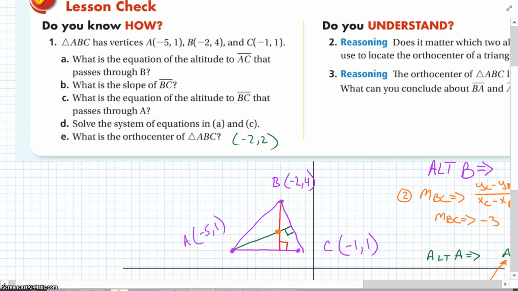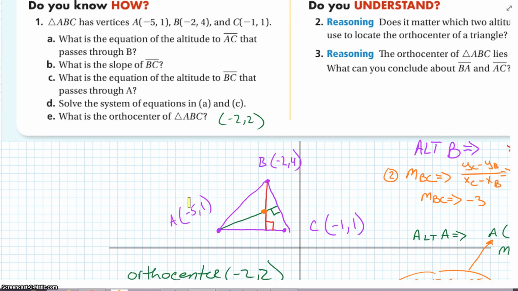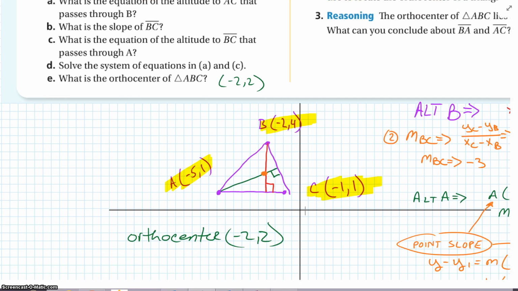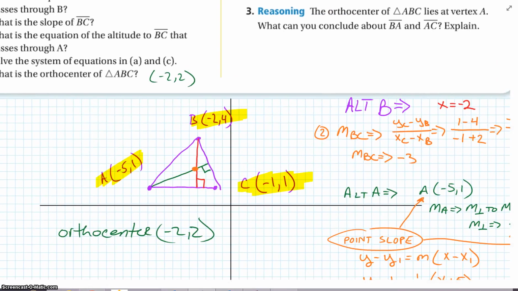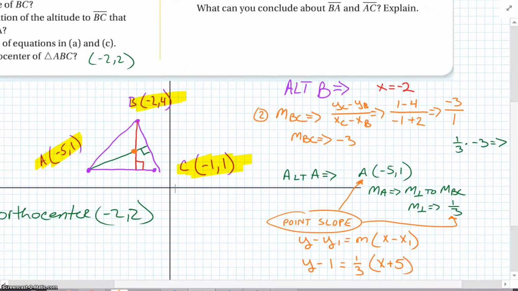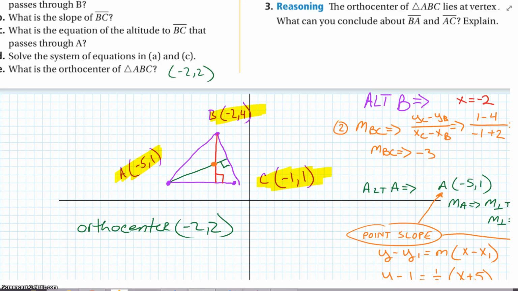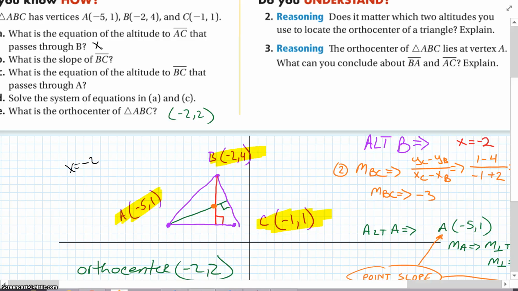Let's go through this. Triangle ABC has vertices of -5, 1; -2, 1; and 4, -1. What is the equation of the altitude of AC? We know AC is a horizontal line, so the altitude is going to be vertical. So we know it's going to be x equals -2. So we have an equation of x equals -2.